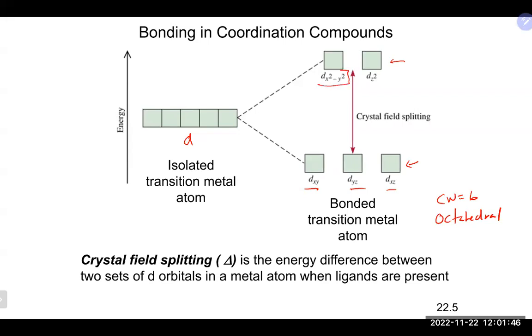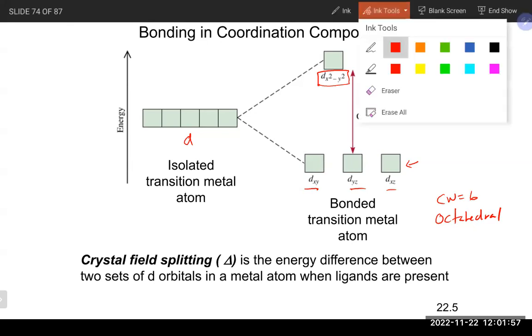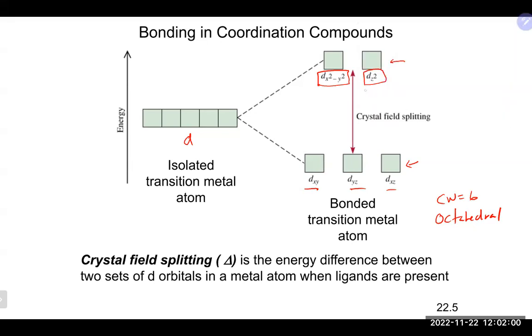By all of our squared guys here, x squared, y squared, and z squared orbitals actually go higher in energy. Now, the difference in energy between the lower d orbitals and the higher d orbitals is what is referred to as the crystal field splitting energy. It is sometimes abbreviated with a delta symbol, or an energy symbol is used for it. That is the difference between two sets of d orbitals in a metal atom when a ligand is attached.